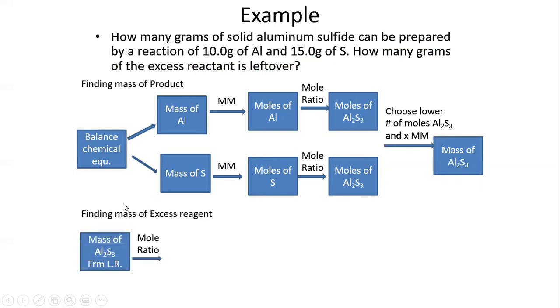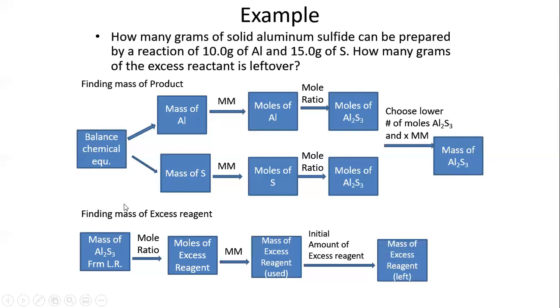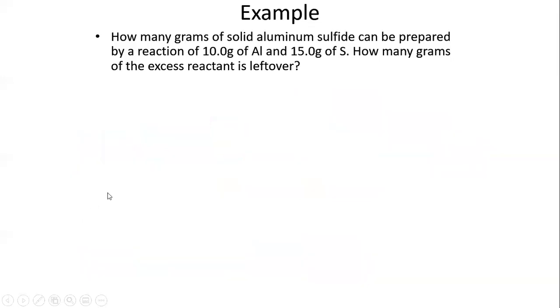And no, don't worry about excess reagent. We're not going to be doing that in this lecture. Now to see it worked out. The balanced chemical equation is given to us: aluminum plus sulfur gives us aluminum sulfide.